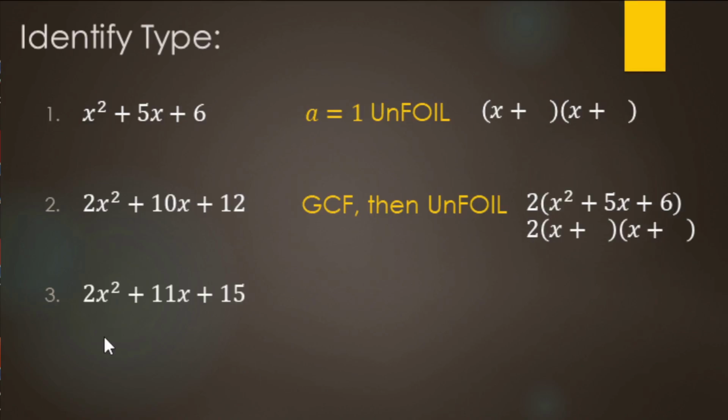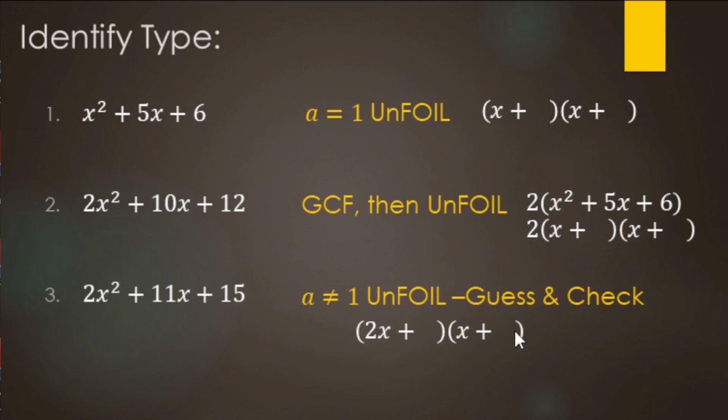And for the bottom quadratic, notice that there's also a 2 in front of the x squared. So a does not equal 1. However, this 2 does not divide the other two terms. So it does not have a greatest common factor. So you're doing a doesn't equal 1. And there's several different ways of doing it. This video is going to be on guess and check.